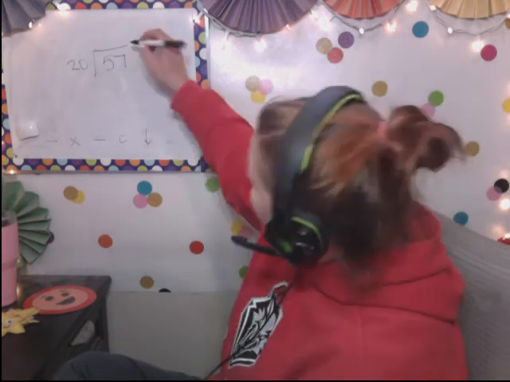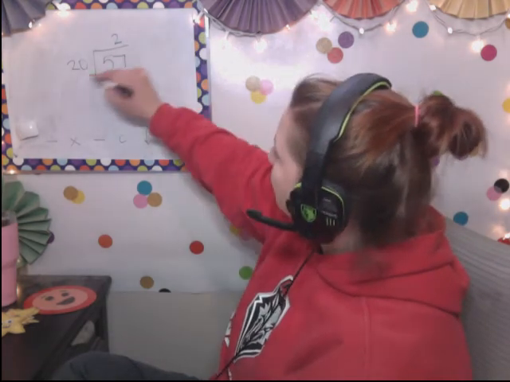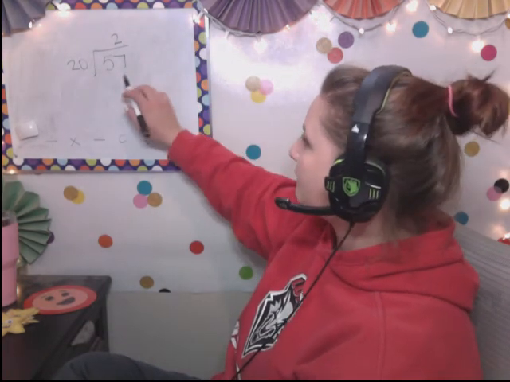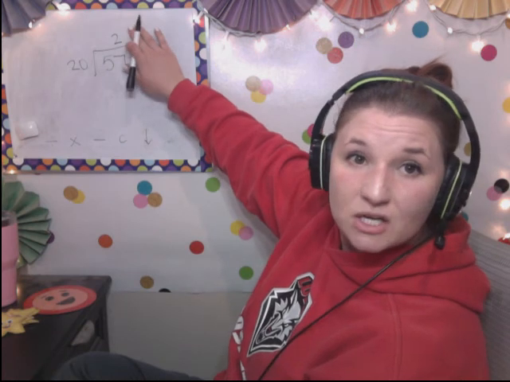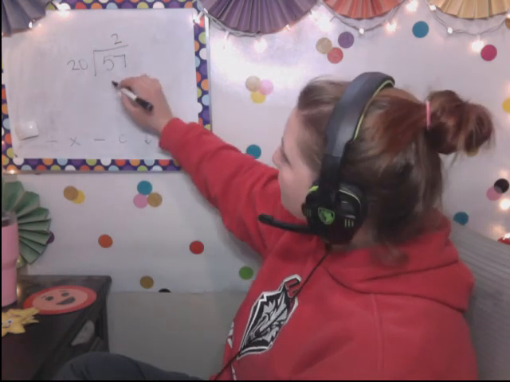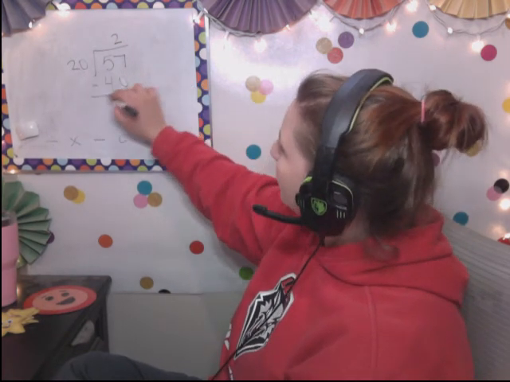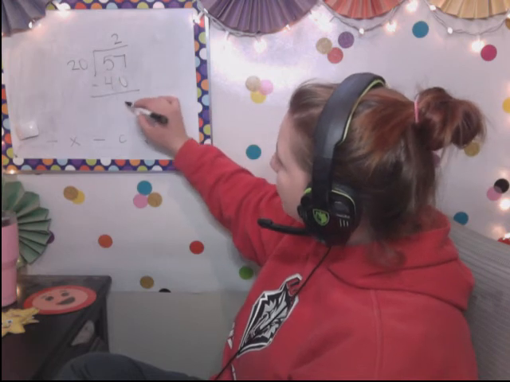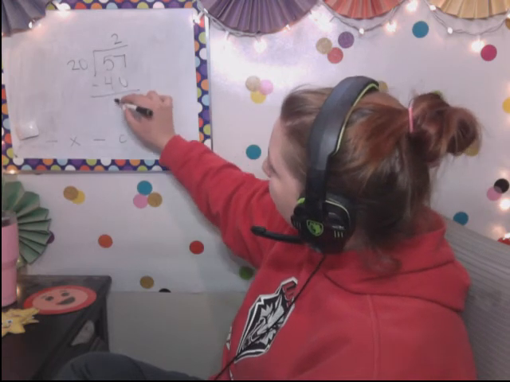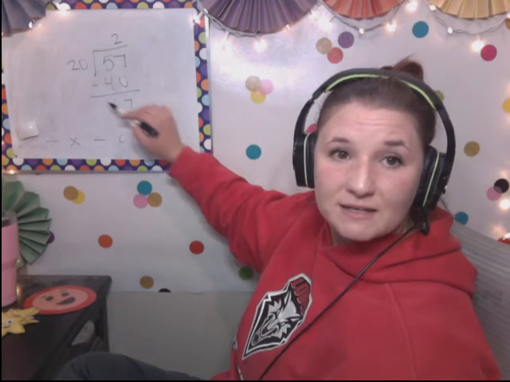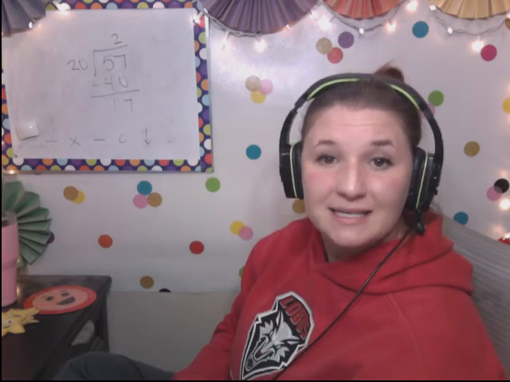I'm going to say 2 because 2 times 2 is 4, right? Not perfectly, but we're going to use 2. And let's try it. I'm going to put 2 because 20 into 5 doesn't work. 20 into 57, we're going to say 2 times. 2 times 20 is 40. We're going to subtract. 7 minus 0 is 7. 5 minus 4 is 1. We're going to compare. Is 17 less than 20? Yes, it is. So we got that right.